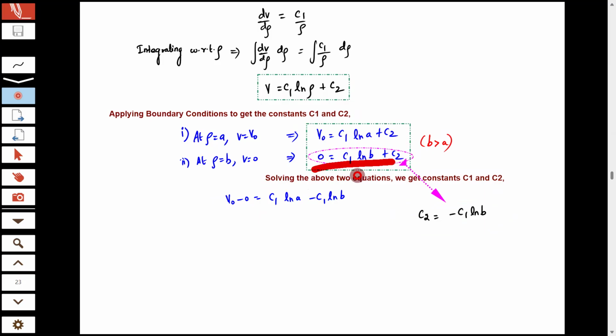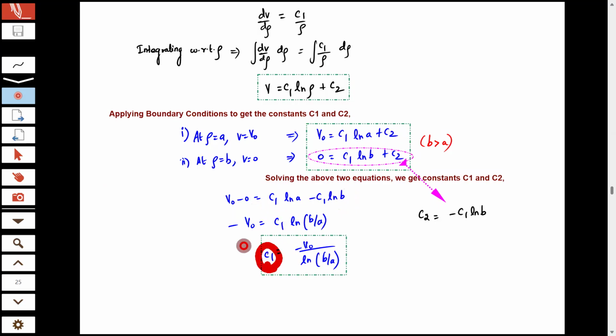Now, subtracting these two equations, we will get this equation. When we consider this, A is smaller and B is larger. So we should write logarithm B minus logarithm A. When we rewrite this as the logarithm B minus logarithm A term, one negative sign should come on the left-hand side. So thereby we will get C1 logarithm B minus C1 logarithm A equals minus V naught. We know logarithm B minus logarithm A can be written as logarithm B by A. So C1 can be written as minus V naught by logarithm B by A.